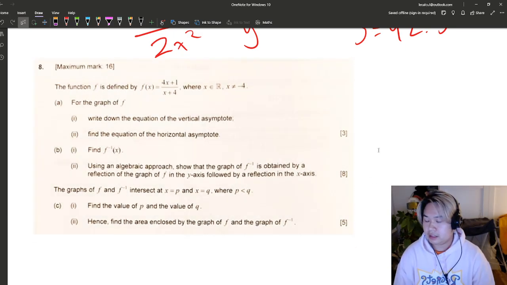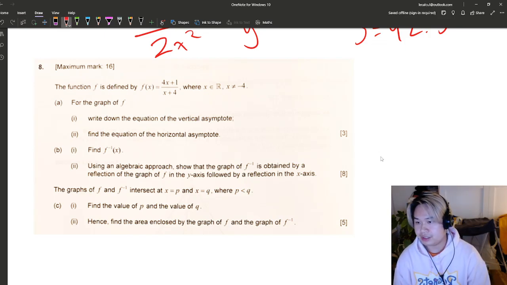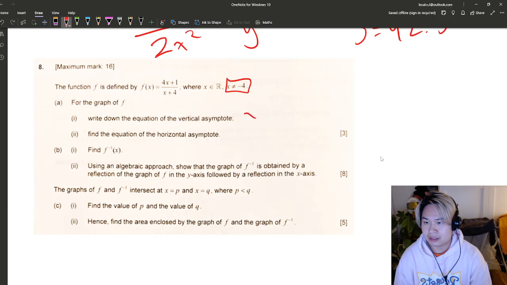Okay, we've got a rational function. Write down the equation of the vertical asymptote. It's literally right there. It's where you would divide by 0. So the vertical asymptote is at x equals 4. The horizontal asymptote is the ratio of the coefficients of x. So your horizontal asymptote is 4/1, which is 4.